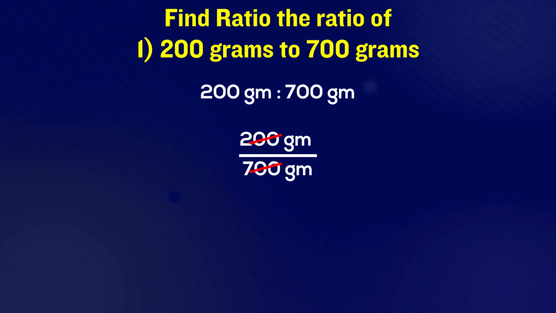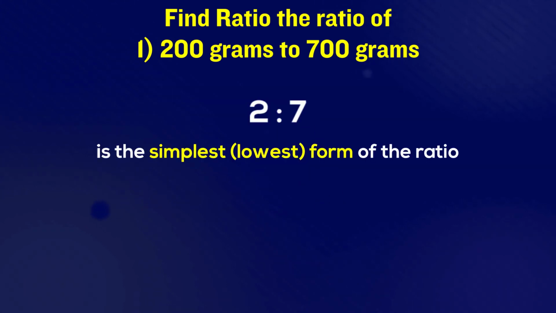Not just the numbers, but the units get cancelled as well. See? This is why ratios have no units. Anyways, you're left with 2/7. Converting it back gives 2:7. Now, this final ratio is just the simplest or lowest form of the given ratio. One more example should drive this point home.